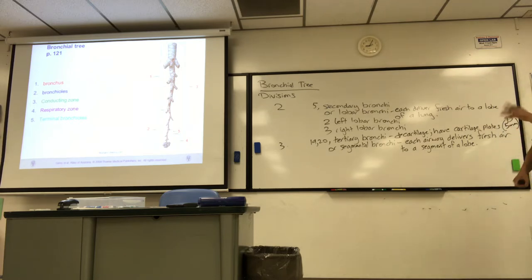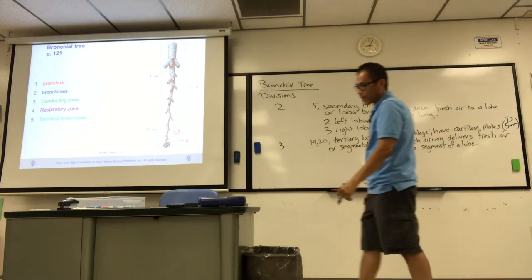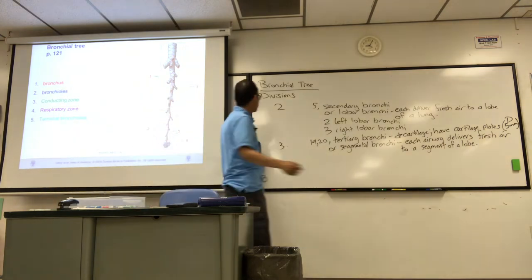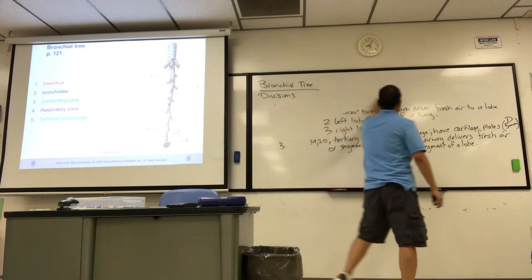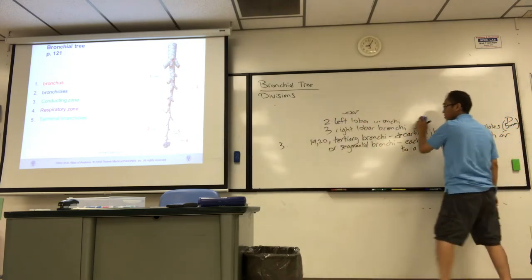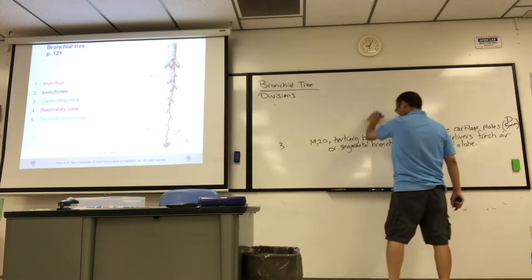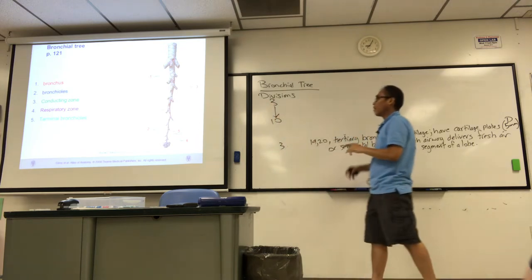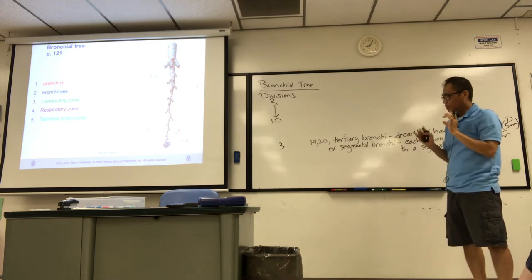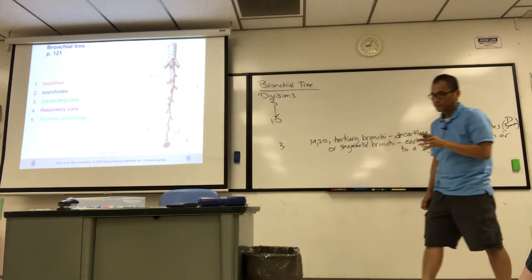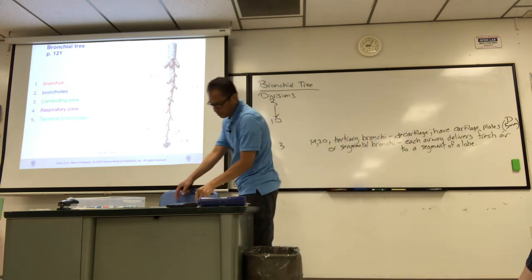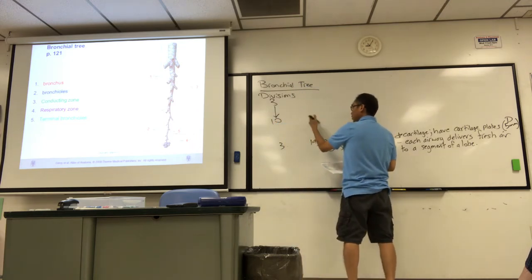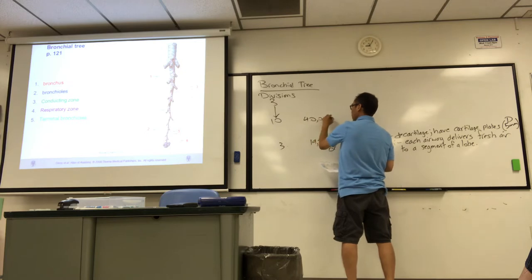So you are getting smaller, but after the third division, they start to get too many to count. Let's just go from 3 all the way to 10: 3, 4, 5, 6, 7, 8, 9, 10. All of those categories are called subsegmental bronchi. In terms of numbers, when you get down here, you get something like 40,000 airways.